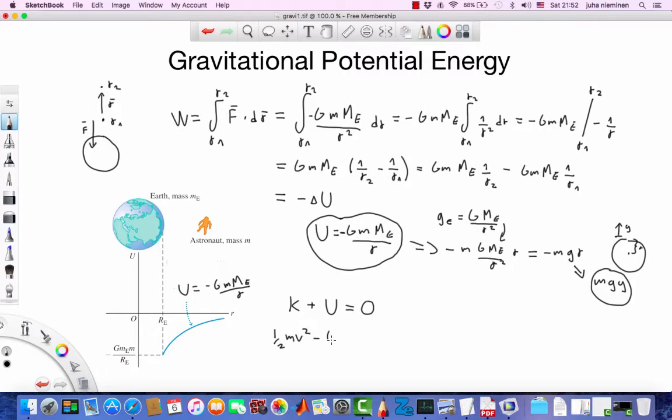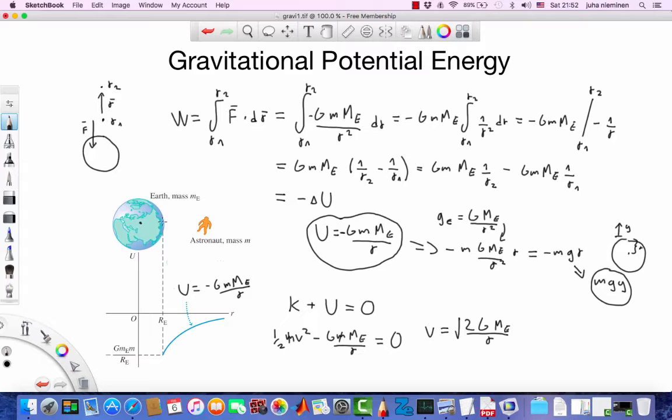So let's put these other terms in, like this, and as usual, the masses of the astronaut cancel, it doesn't matter what is the size of the object that we are sending away. And if we solve for v, we get square root of 2 times G M_e divided by r. And that is the distance from the center of the Earth again.